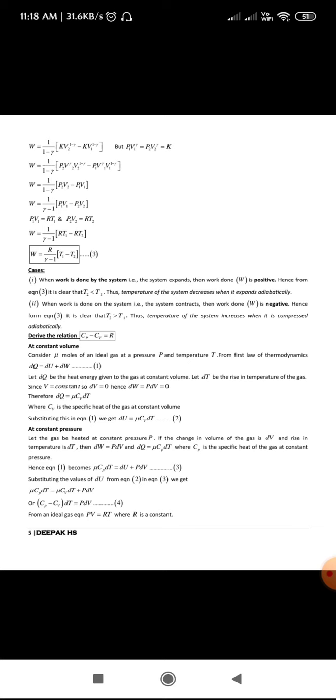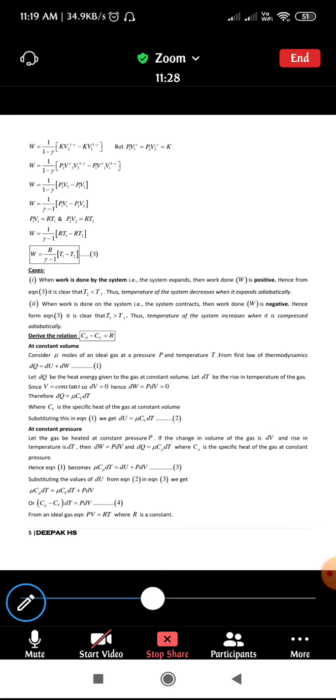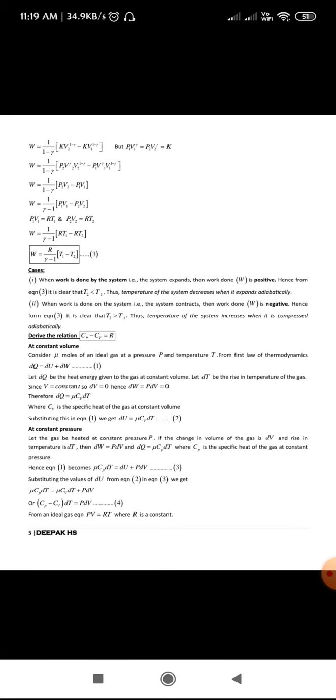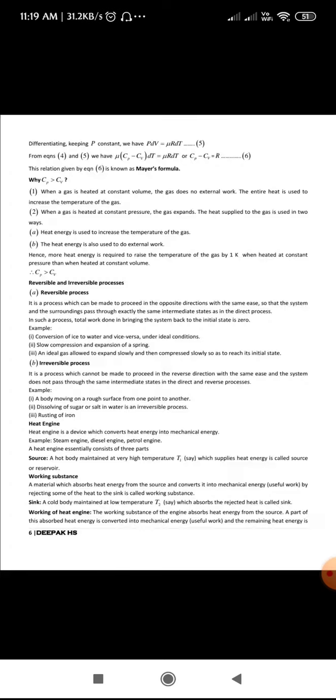I'll replace this derivation, Cp minus Cv is equal to R, with the differential method, update the notes and send them to the group so that you can go through. As of now, we will keep this derivation pending. This is an important derivation, which they are going to ask for 3 marks in your examination.